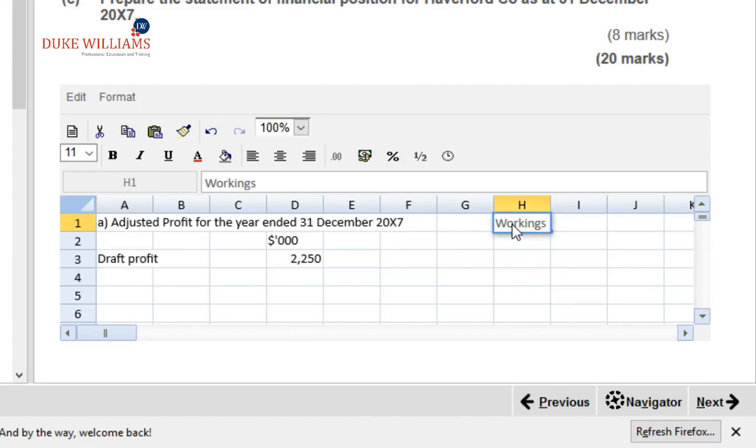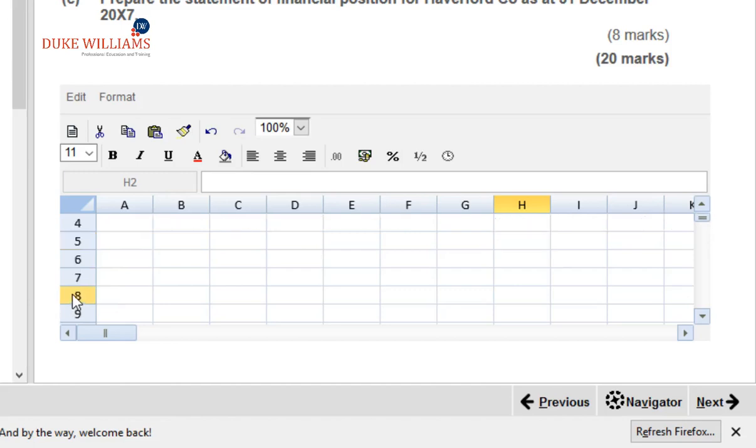So workings, and I'll say all figures are in thousands of dollars. I'll close it. Okay. So for the adjustment, let me leave a few margins, and then I can always cut and drop it down. So the requirement B would come now.